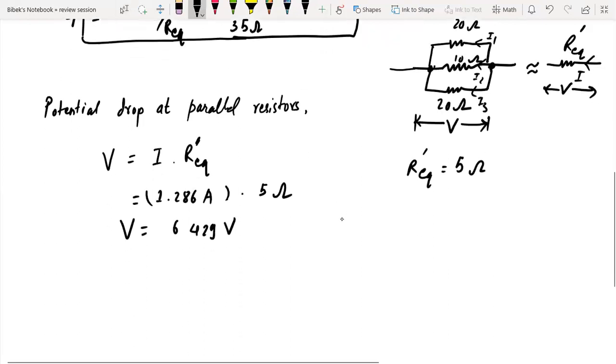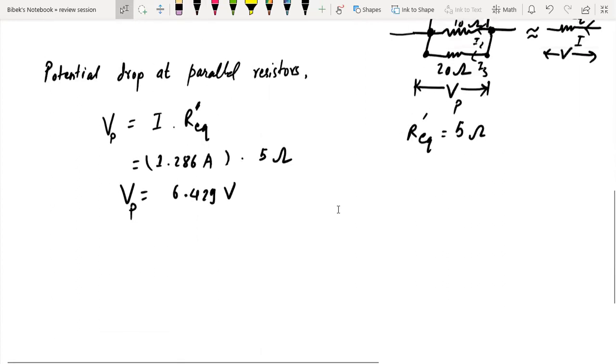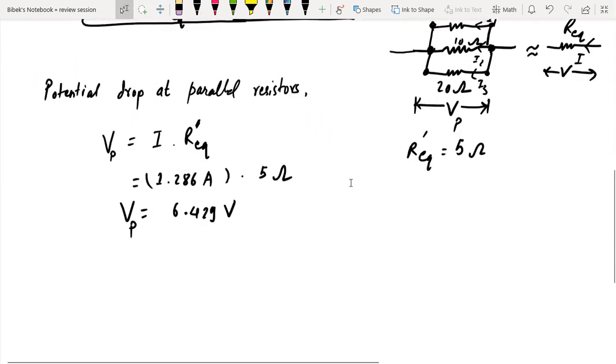So that's V parallel, okay? And this is the voltage drop that's going to be equal for all these resistors. So the potential drop here from this point to this point is also going to be 6.429. And the potential drop from here to here is also going to be the same. From here to here is also going to be the same. No matter how many components you have in the circuit, it doesn't matter, okay? Potential drop is going to be the same, but the current is going to be different.